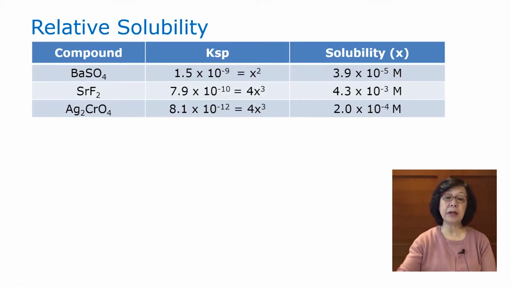Relative solubility. Now here let's look at a table in which we compare the compounds barium sulfate, strontium fluoride, and silver chromate in terms of the Ksp. As you know, silver chromate has the lowest or smallest Ksp, where barium sulfate has the largest Ksp. But when we calculate the molar solubility, using x as an expression, we find the ranking to be the highest being strontium fluoride, followed by silver chromate, and followed by barium sulfate.